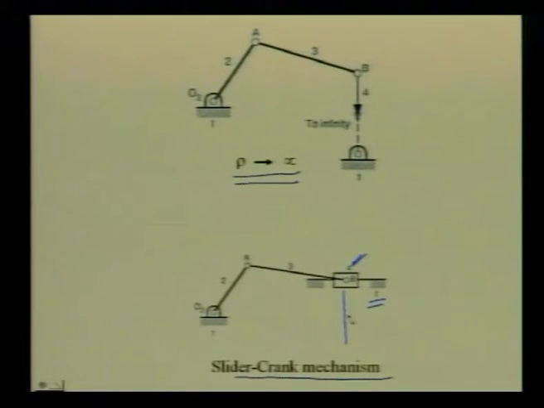In other words, we can say that a prismatic pair is nothing but the limiting case of a revolute pair, where the revolute pair is located at infinity, but along a direction which is perpendicular to the direction of relative sliding, which in this case is horizontal. So, this prismatic pair is equivalent to a revolute pair as shown in this diagram with this revolute pair at infinity, but must be on a vertical line passing through B.